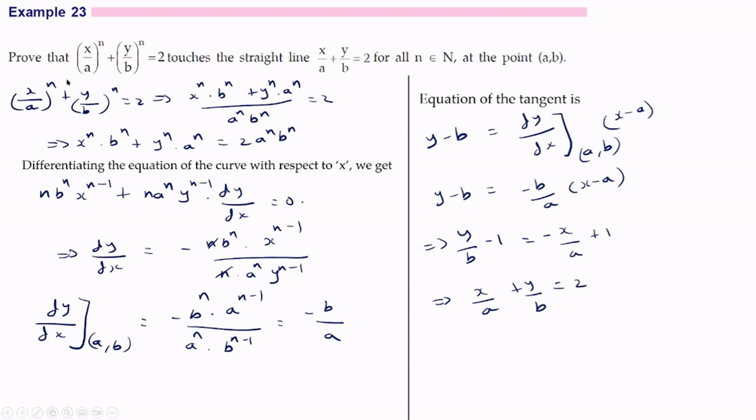So here we need to prove that this curve touches this straight line x/a + y/b = 2 for all n at this point. So we have proved that the equation of the tangent to this curve at this point (a, b) is x/a + y/b = 2, irrespective of the value of n.